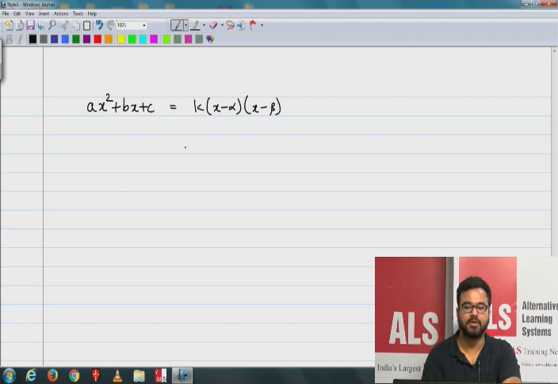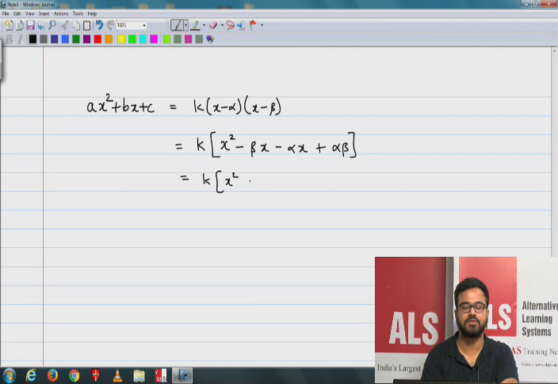Now on the right hand side, let's keep this k as it is. If you multiply both the brackets, it will be x square minus beta x minus alpha x plus alpha beta, and then we can write this one as k times (x square.